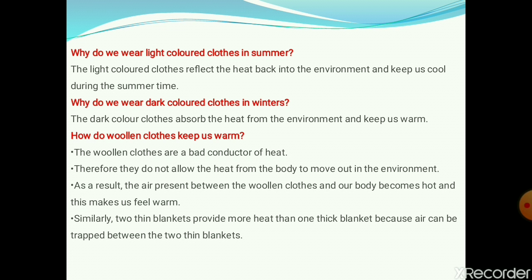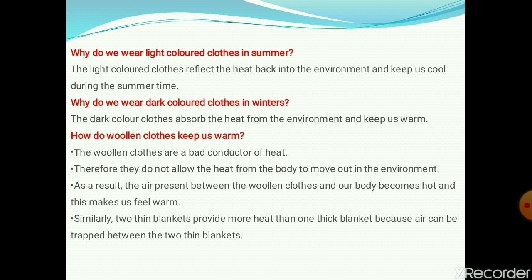Why do we wear light colored clothes in summer? The light colored clothes reflect the heat back into the environment and keep us cool during the summer time. Why do we wear dark colored clothes in winter? The dark colored clothes absorb the heat from the environment and keep us warm.